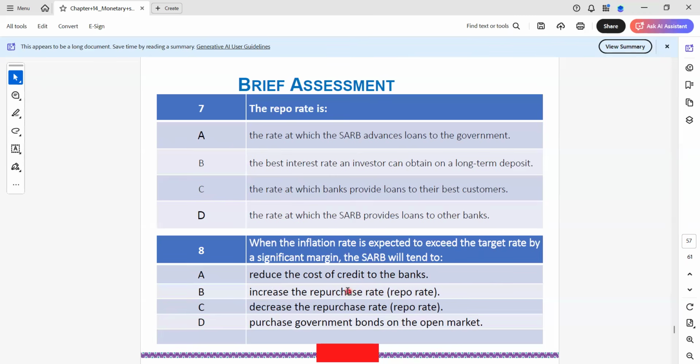Because if the South African Reserve Bank increases the repo rate, the commercial banks will increase the interest rate. And then if they increase the interest rate, it becomes difficult for people to borrow money, which will reduce the amount of money that they have, which will then reduce their demand, right? So the answer here is B.